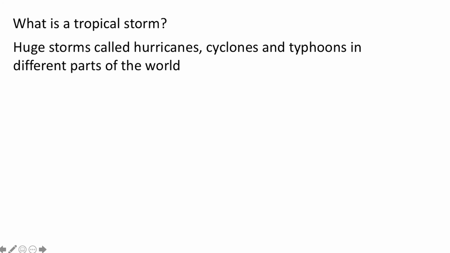Okay, moving on, let's take a look at tropical storms. A tropical storm is a huge storm. They're sometimes called hurricanes, cyclones and typhoons, depending on where they occur in the world. Just be prepared in an exam to read a question about a cyclone. And if you've studied a hurricane, don't panic. They're the same thing. They've just happened in different places around the world.